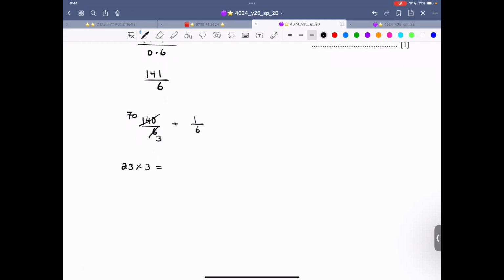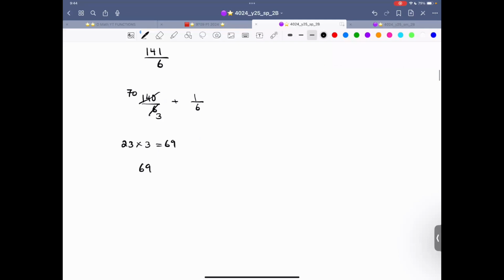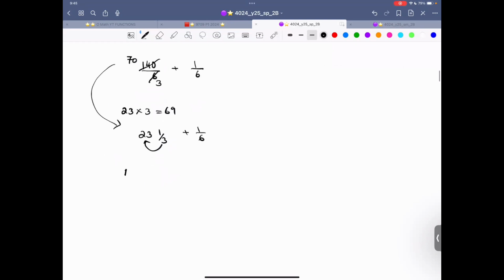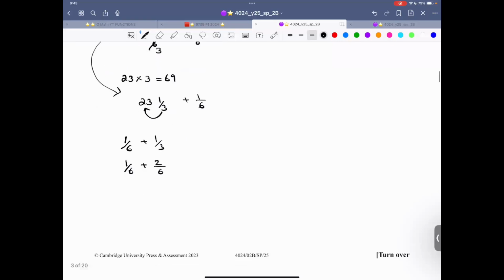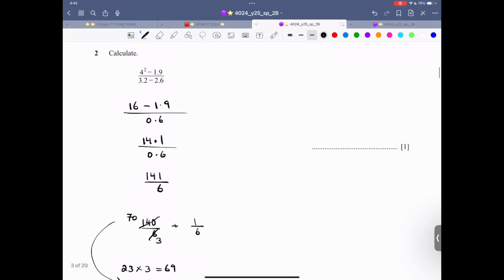23 into 3 is 69. So this is 69, 1/3. That is this much, 70 over 3. Sorry, that is 23, 1/3. Let me correct myself. 3 into 23, 69 plus 1, 70 over 3 plus 1 over 6. Now let me add 1/3 and 1 over 6. 1 over 6 plus 2 over 6. So therefore, 3 over 6, which is half. So the answer is 23.5.